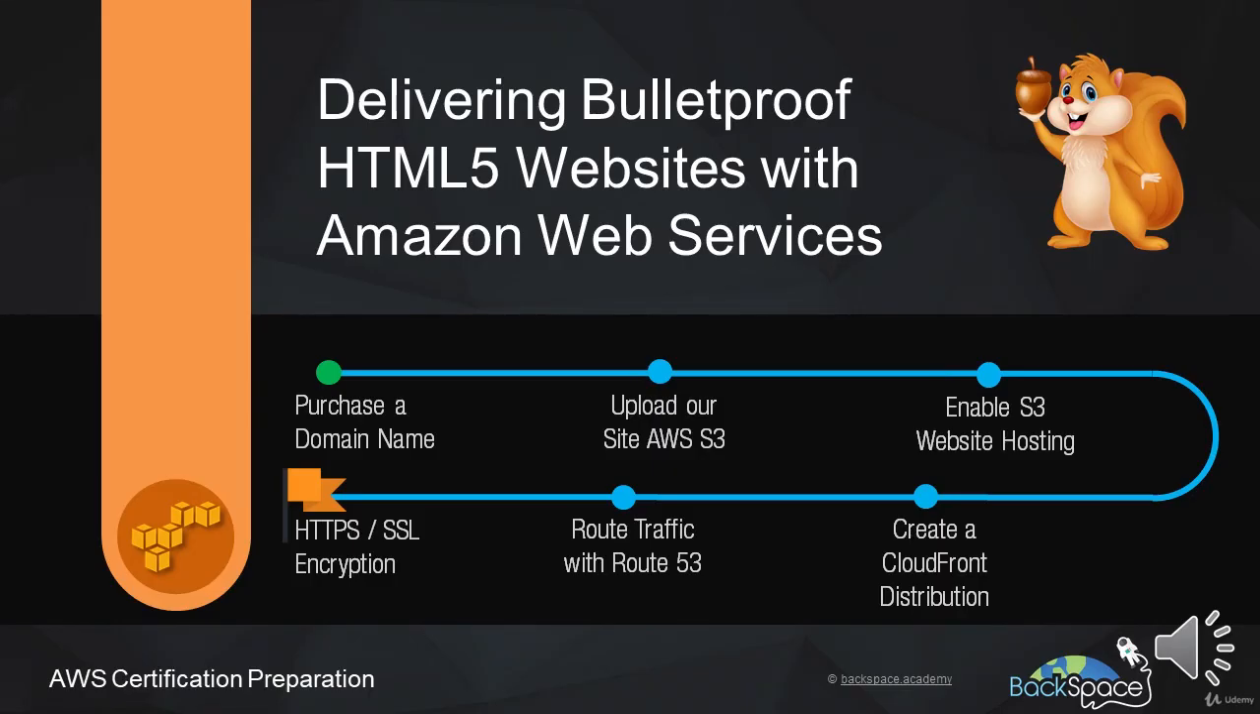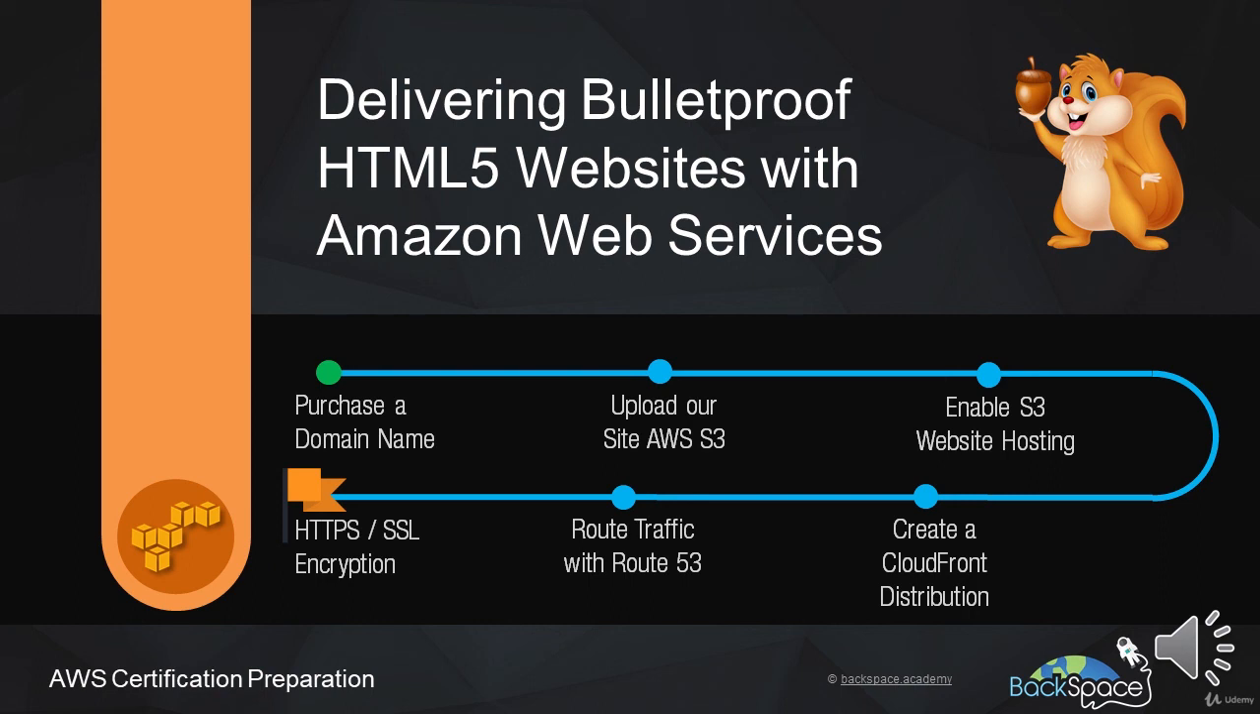So what we're going to do is, first off, we're going to purchase a domain name using the Route 53 service. Then we're going to look at uploading our website to Amazon Web Services, specifically the AWS S3 service. And then we're going to enable that to host our website.